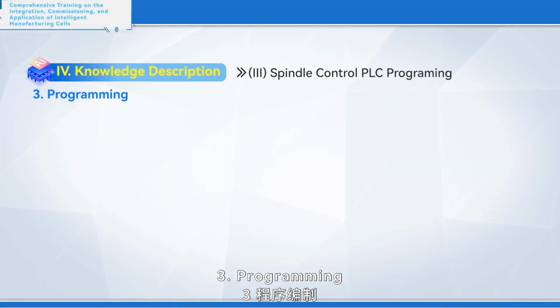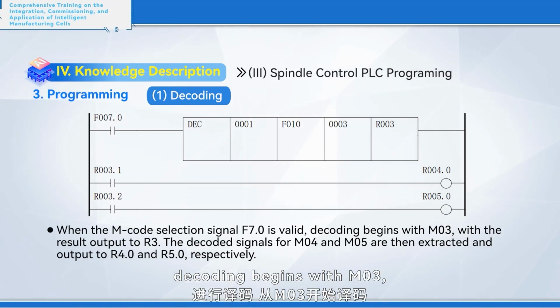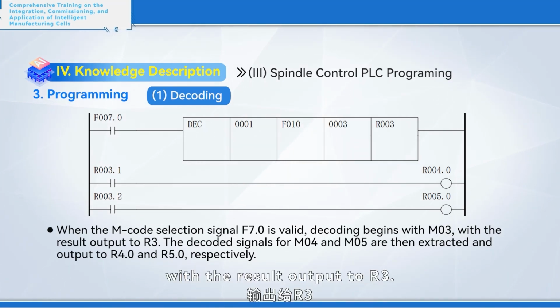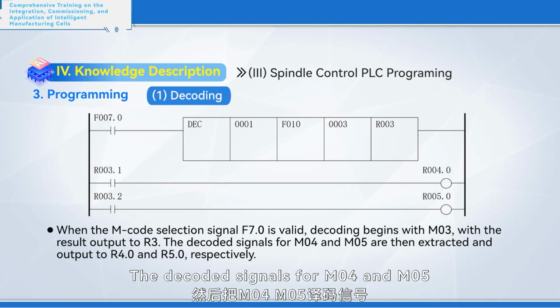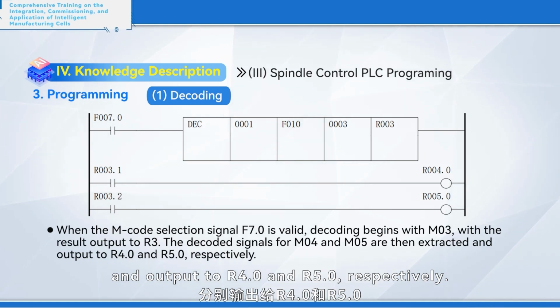3. Programming. 1. Decoding. When the M-code selection signal F7.0 is valid, decoding begins with M03, with the result output to R3. The decoded signals for M04 and M05 are then extracted and output to R4.0 and R5.0, respectively.